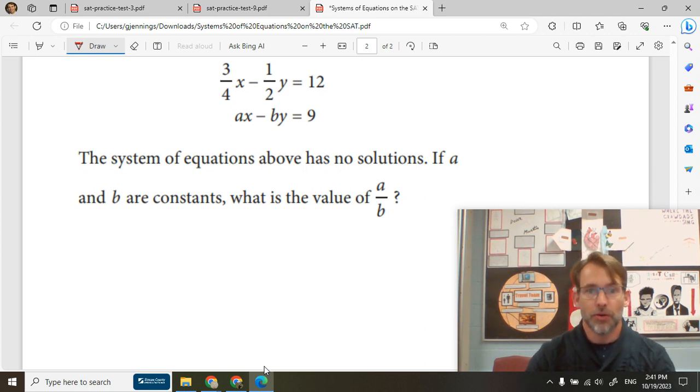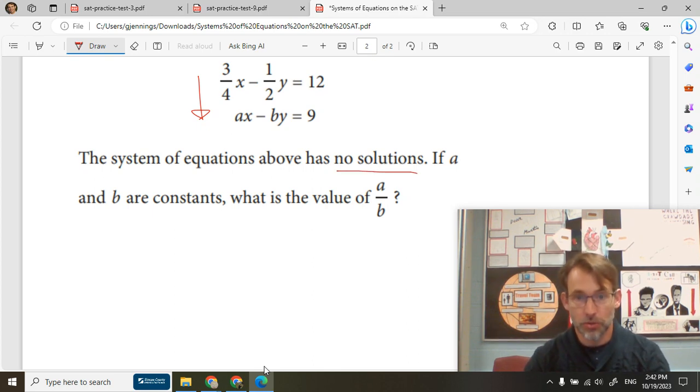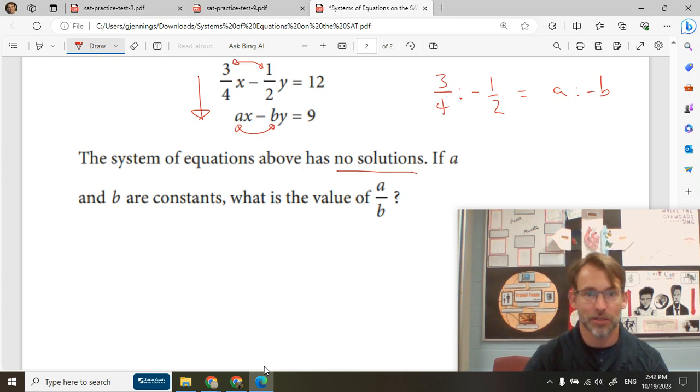So if I'm going to use an elimination strategy to try and eliminate one of these variables, if I want this to have no solutions, then the ratio of a to b must be the same as the ratio of 3/4 to negative 1/2. Okay, so that is to say 3 over 4 is to negative 1/2 the same ratio as a is to actually negative b, because there's also a minus there. So I can actually say this is positive 1/2 and positive 1/2. The ratio of A to B is the same thing as 3/4 to 1/2.